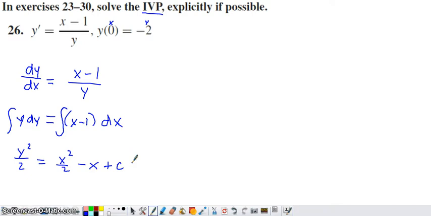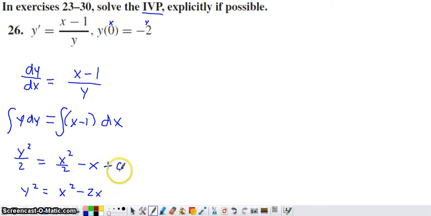And what we want to try to figure out is our explicit solution, meaning let's try to solve this for y. So to solve this for y, we'll multiply by 2 to start things off, and that'll leave us with y squared on the left. Multiplying this term by 2 is going to cause the 2 in this denominator to go away. It's going to cancel with the 2 that we're multiplying by. Multiplying this term by 2 is going to give us minus 2x.